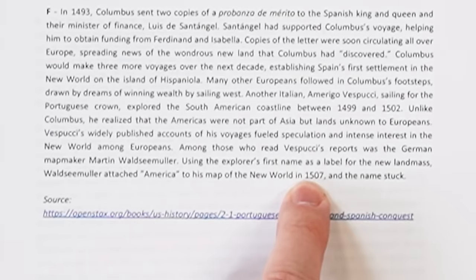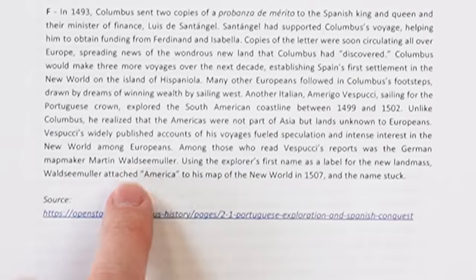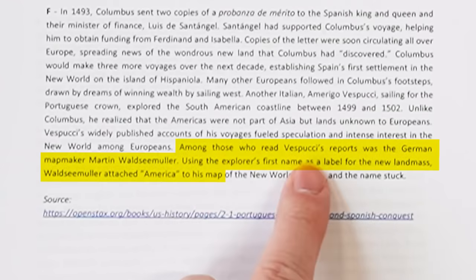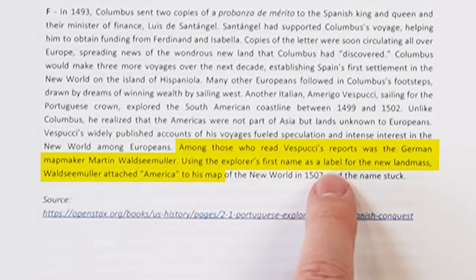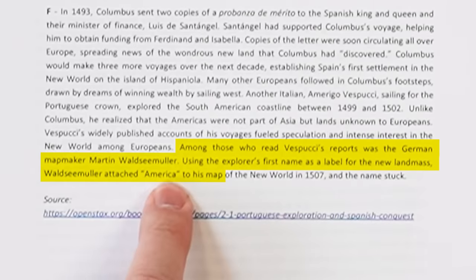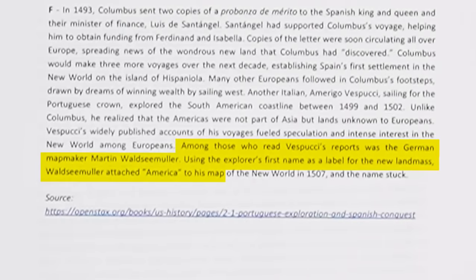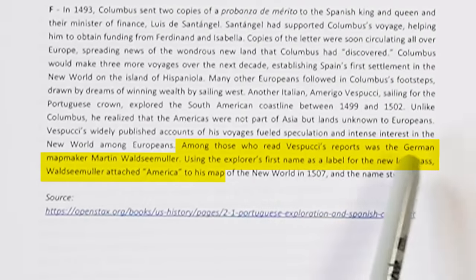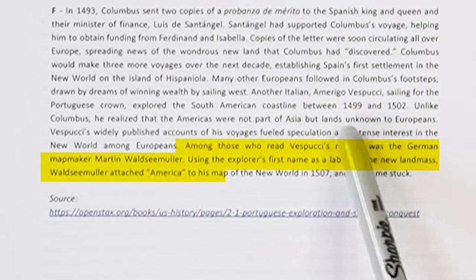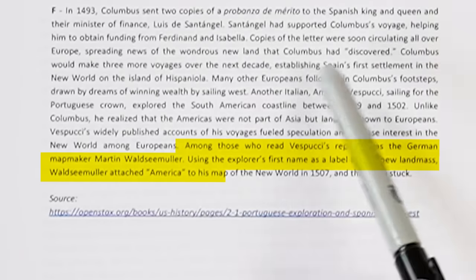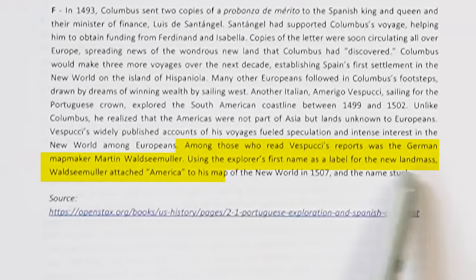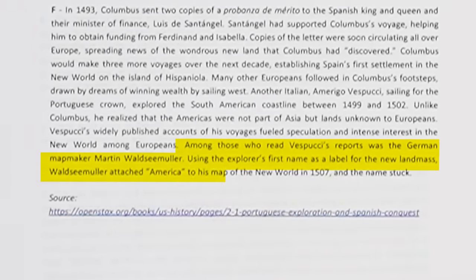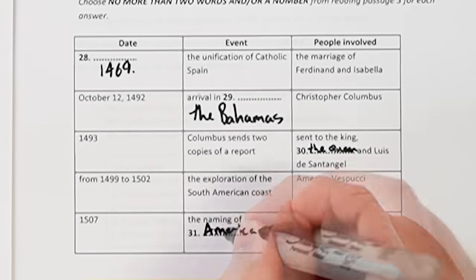1507, the naming of, and it's to do with this guy, Waters, someone's name I can't pronounce. Among those who read his reports was the German map maker, using the explorer's first name as a label for the new landmass. He attached America to his map. The naming of America, could it be? Using the explorer's first name as a label for the new landmass, Amerigo. Oh, I didn't know that. America was named after an Italian. Using the explorer's first name as a label, attached America to his map. So it is the naming of America.